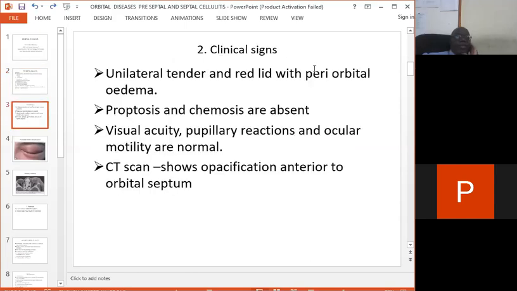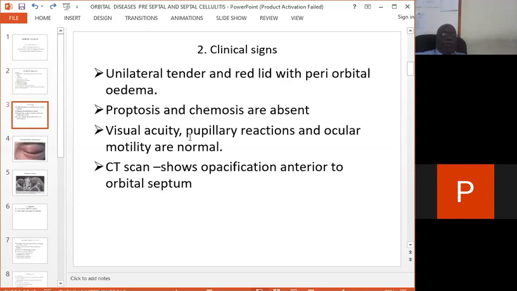Clinical signs usually: unilateral, tender, and red lid with periorbital edema. Proptosis and chemosis are absent. What is proptosis? Proptosis is protrusion of the eyeball going forward. That's proptosis. Chemosis, swelling of the conjunctiva with fluid. So that is absent. Chemosis is absent, and proptosis is absent.